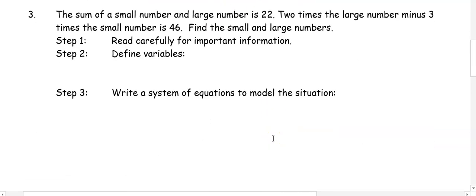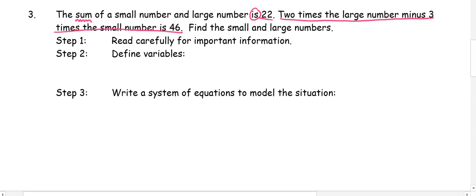Number 3, the sum of a small and large number is 22. 2 times the large number minus 3 times the small number is 46. Find the small and large number. This is a little bit different because one sentence tells us the sum is 22 and the other sentence gives us a whole equation if we just slowly read through it.